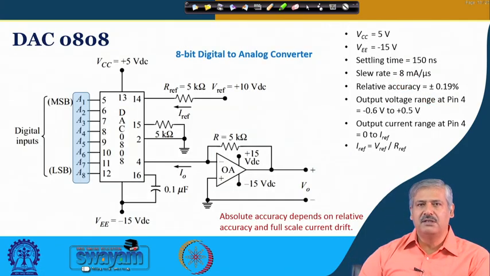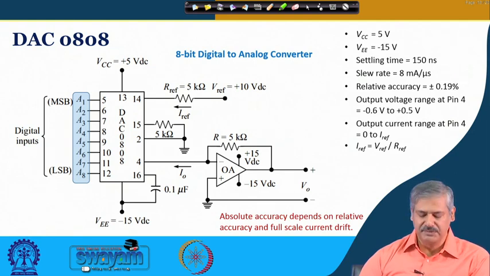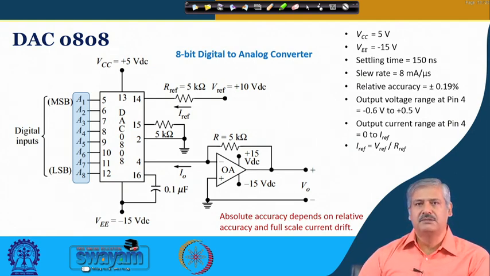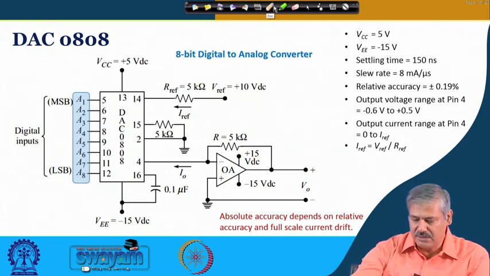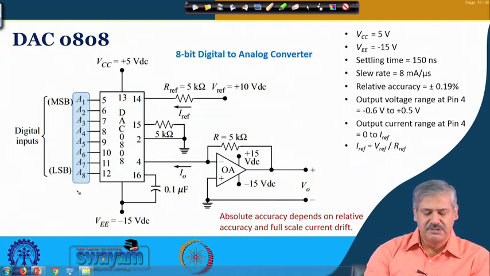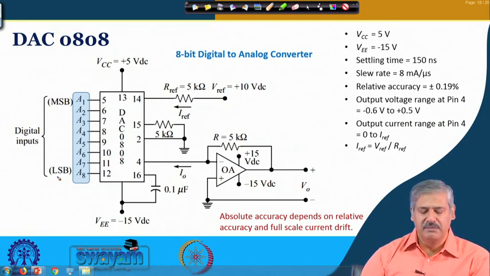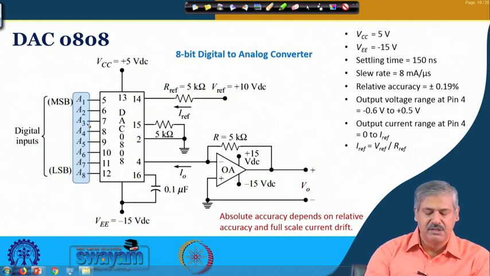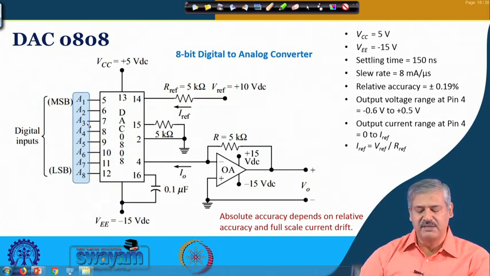One example we take up is a practical DAC, the DAC 0808 from Texas Instruments, from this data sheet. This particular DAC is an 8-bit digital to analog converter. You see it is written in this manner: these are the digital inputs A1 to A8. That is the way they have mentioned it, but you can have a different nomenclature. LSB could be A0, and the MSB could be A7, and so on.